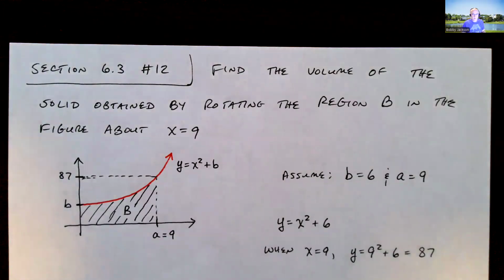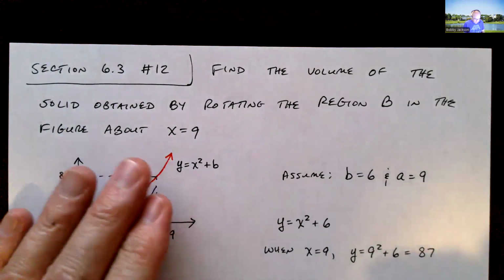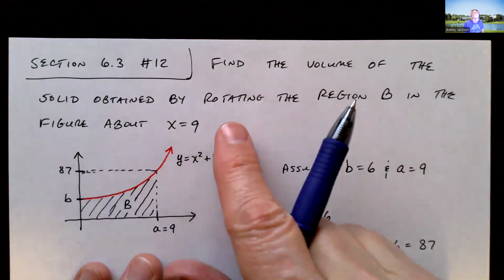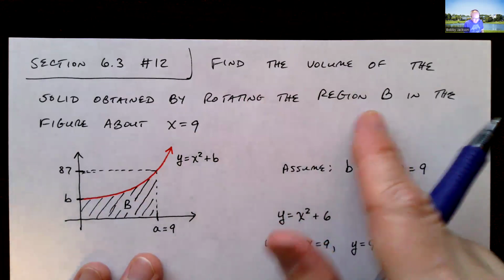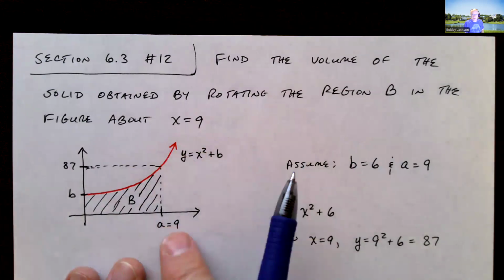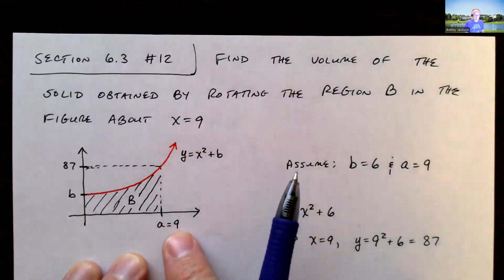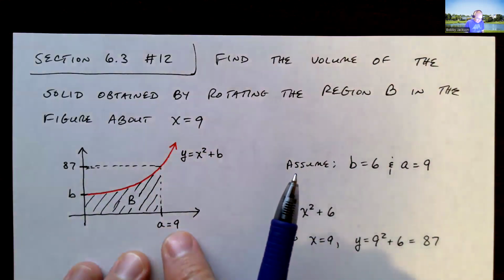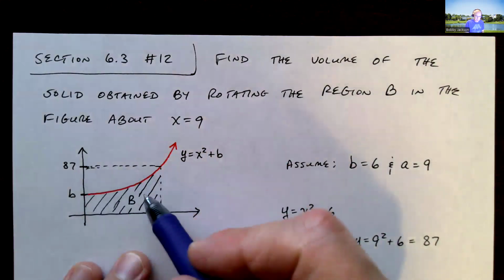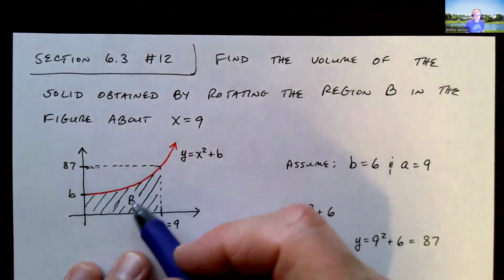Hey everyone, let's take a look at number 12 in section 6.3. We're going to find the volume of the solid obtained by rotating the region B in the figure shown below about x equals 9. This figure is basically the same one that's used for several problems in this section. There are two regions, region A up here, and region B that I've shaded in. So I'm going to focus just on this one.